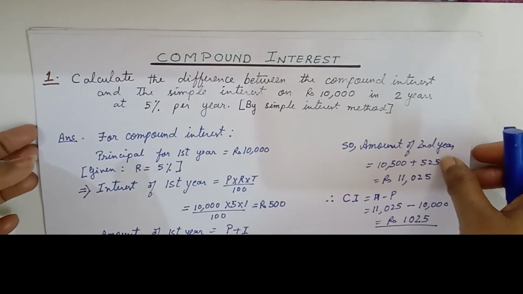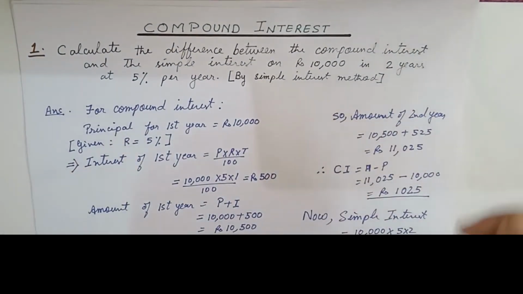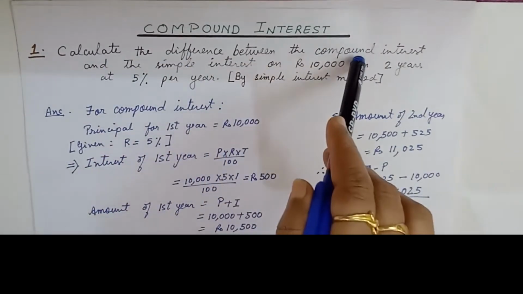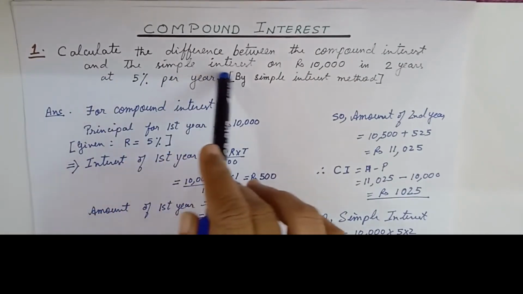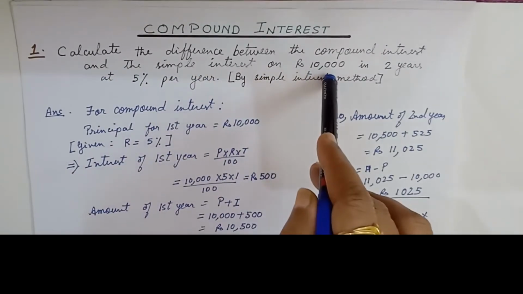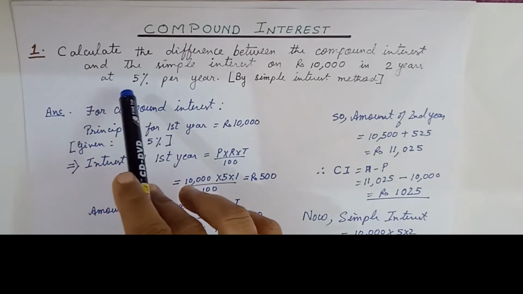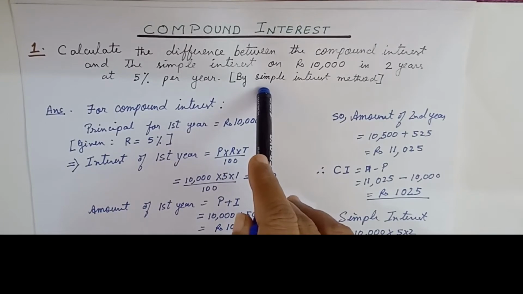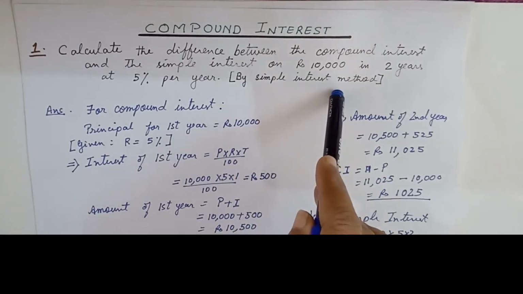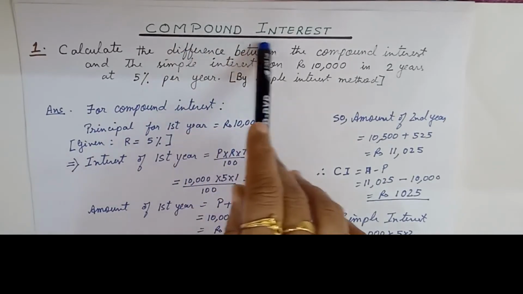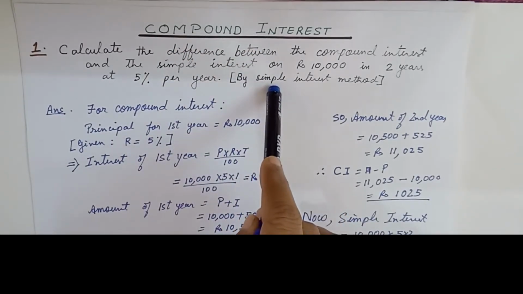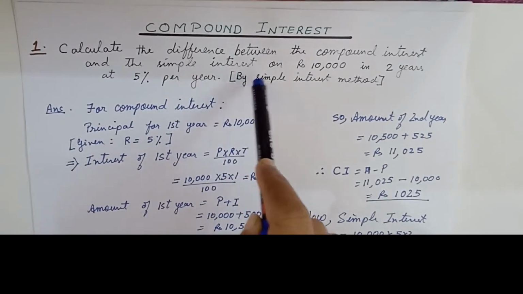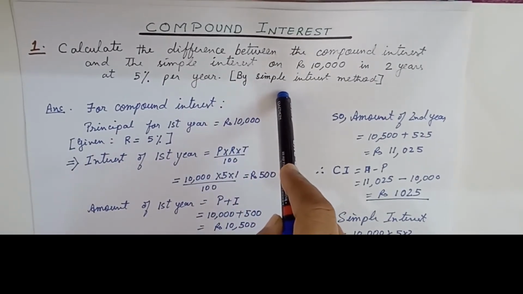The first question that I have taken for you all is: calculate the difference between the compound interest and the simple interest on rupees 10,000 in 2 years at 5% per annum, and here I have done it by the simple interest method. There are actually 2 methods to calculate compound interest. One is by the simple interest method, another is by the formula method. I'll teach you both. For this question I have taken the simple interest method.